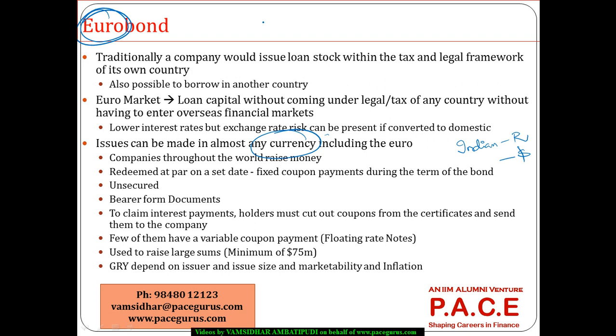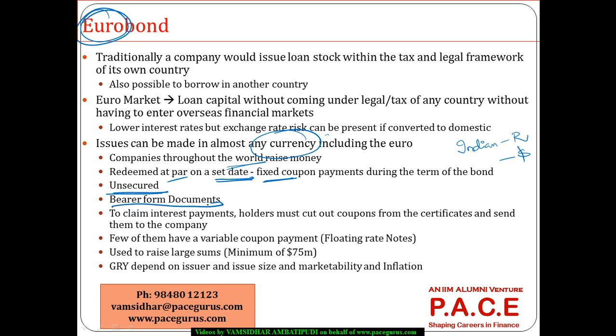I am borrowing in the international market in the form of a loan without getting guided, without getting led by the legal or the tax considerations of any particular country. So the companies throughout the world can raise the money. It is redeemed at par. There is a fixed date. The coupon is fixed. It is generally unsecured.